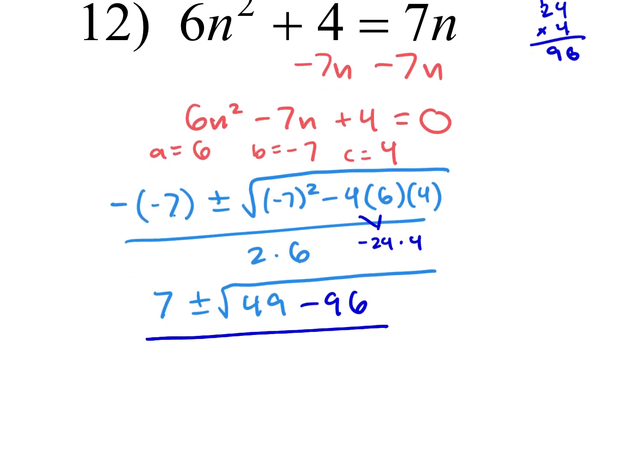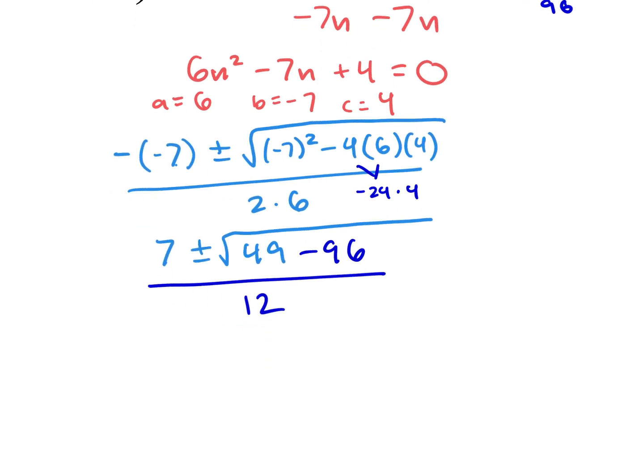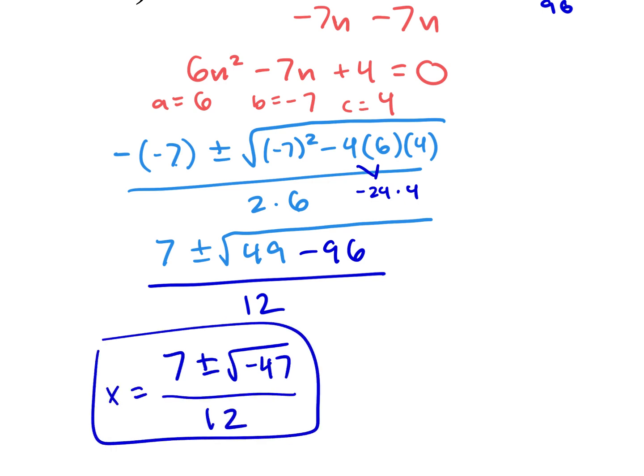And then what's on the bottom? 12. And then the last thing we need to do is subtract. So what's 49 minus 96? Negative 47 over 12. Good job, guys.